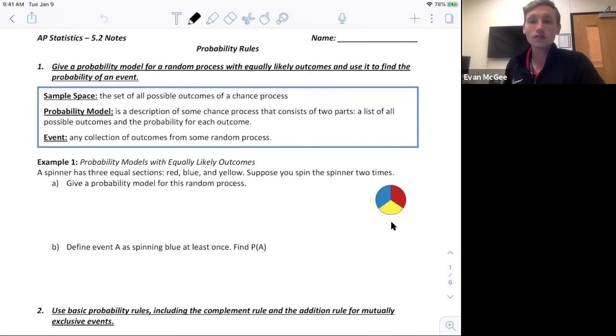This is the first 5.2 video. We're going to look at probability rules, and the first objective is to give a probability model for a random process with equally likely outcomes and use it to find the probability of an event. So we have three new terms.